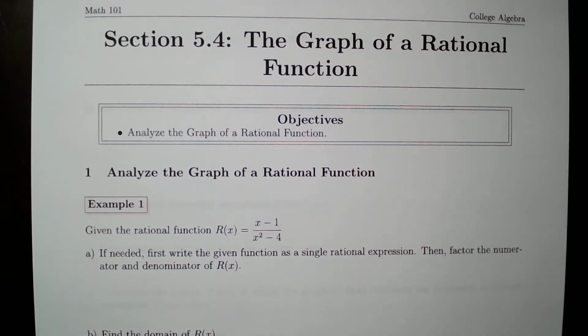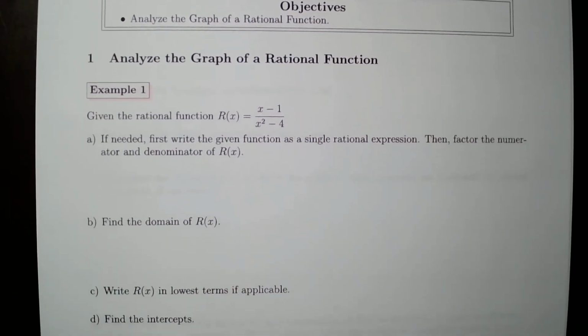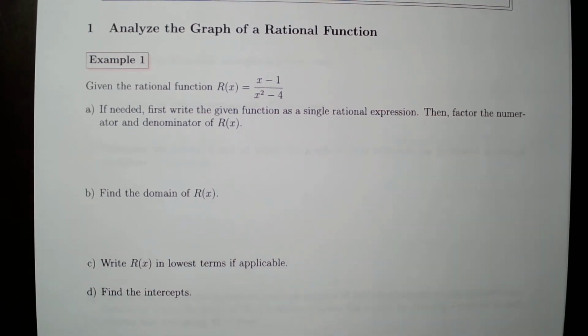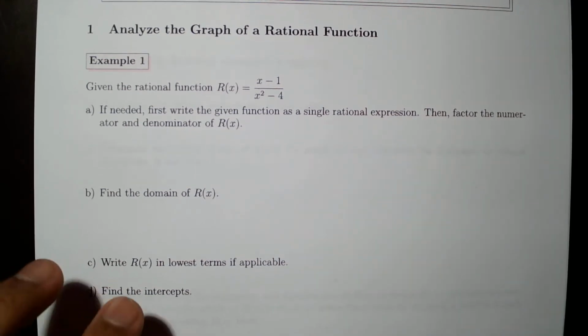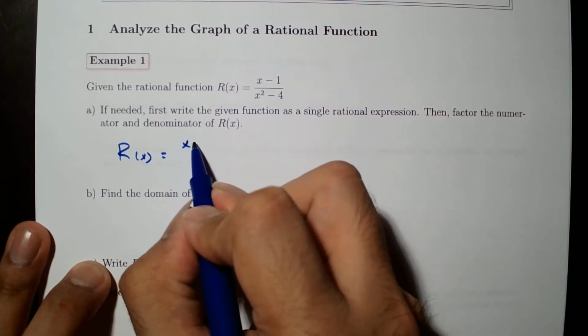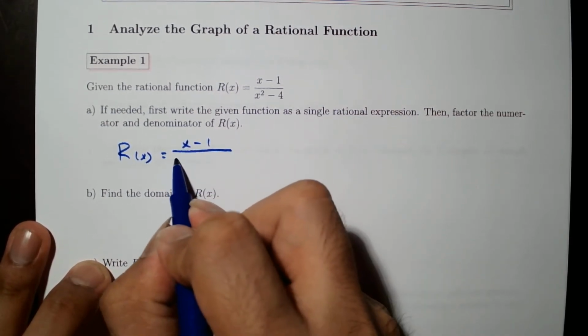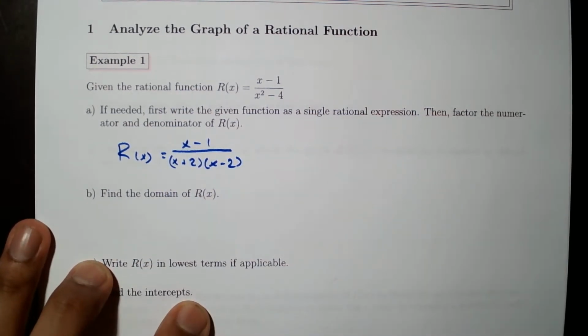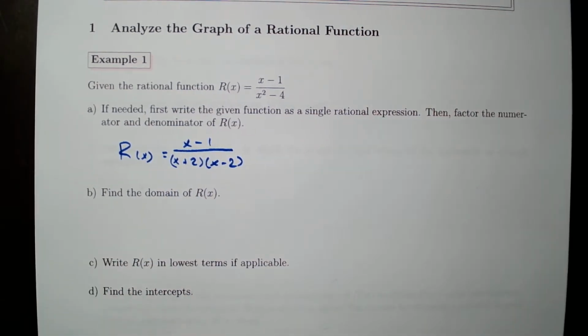So we're going to have the rational function r of x equals x minus 1 divided by (x minus 1)(x squared minus 4). Letter A: if needed, write it as a single rational expression. That's already given. And then factor the numerator and denominator of the function. In other words, factor everything out. So r of x, in this case, the numerator is already in factored form, and then (x plus 2)(x minus 2) will be the factored form of the denominator.